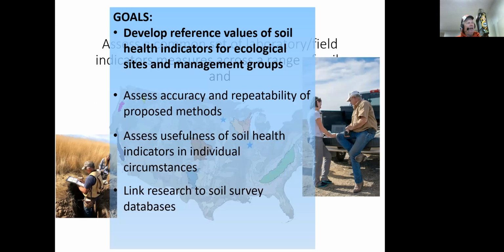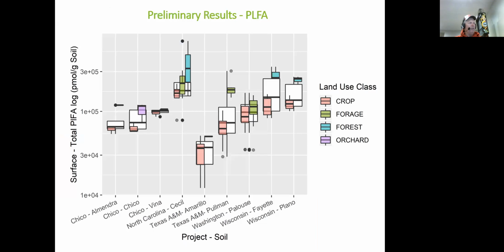And the goal is to have accuracy and repeatability of the proposed methods to assess those indicators, and also the usefulness of those indicators for individual circumstances. How do we tie that to planning? How do we tie that to different management options or management groups? And then also linking that information into our soil survey databases makes it usable in the future.